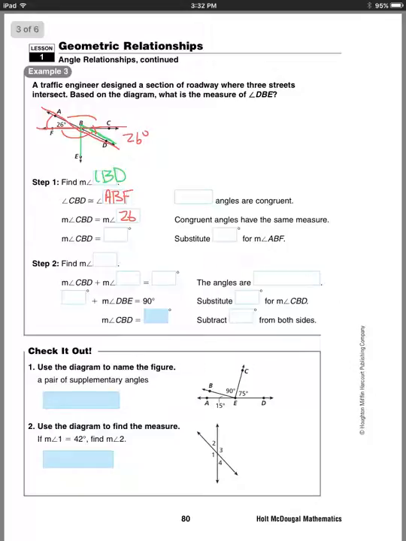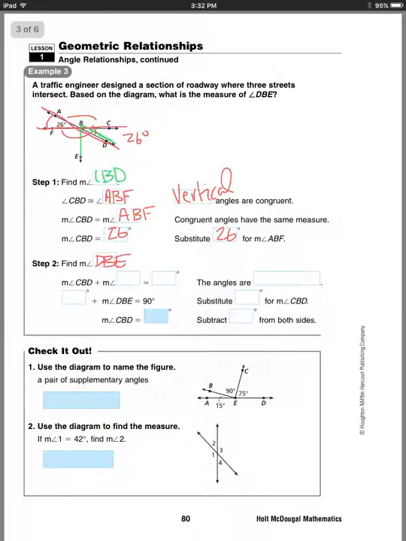So, I'm sorry, has to equal, they put so many extra things in here. The measure of angle CBD has to equal the measure of ABF, which is 26 degrees. Okay? So, we know this because vertical angles are congruent. And then we know this because congruent angles have the same measure. So 26 degrees is what angle CBD equals. Now we need to find the measure of DBE, which is what the question told us to find anyways.